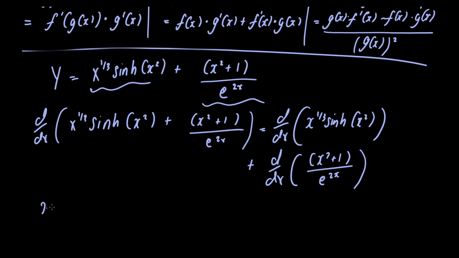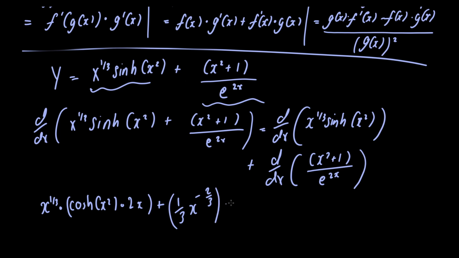So we're going to have x raised to 1 over 3 multiplied by hyperbolic cosine of x squared multiplied by the inside part. Remember, we're using the chain rule here, plus the derivative of x raised to 1 over 3, which is just 1 over 3 x raised to minus 2 over 3 multiplied by hyperbolic sine of x squared.